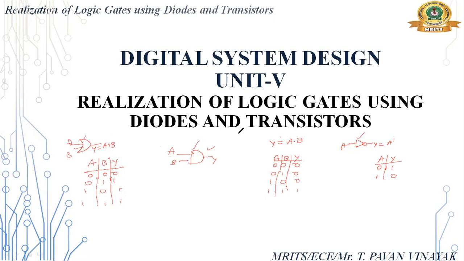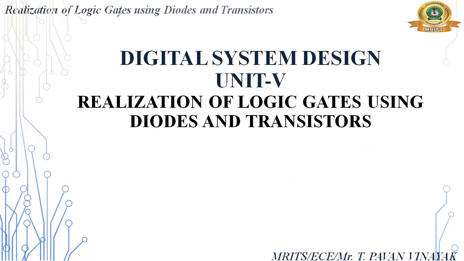These are the basic logic gates. Then what is happening inside? What is the internal circuit? How will you give input 1 here? How are we getting 1? So these internal circuits are designed using diodes and transistors. Let us see now the internal circuits of the logic gates.